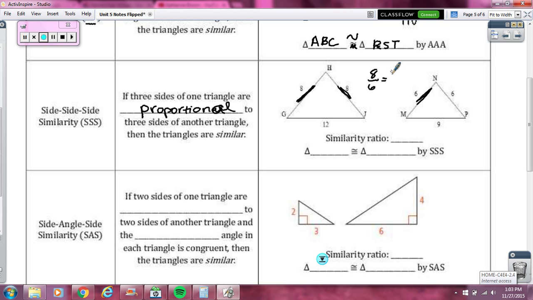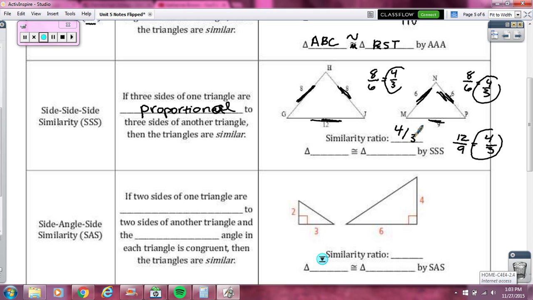simplifies to 4/3. Over here I've got another 8 and 6, which simplifies to 4/3, and then down along the bottom, the larger sides, I've got 12 and 9. Divided by 3 is 4, divided by 3 is 3, which also simplifies to 4/3. So since they all gave me the same fraction, that means proportional. The similarity ratio, or the scale factor, is going to be that number that I got from all those, 4/3.